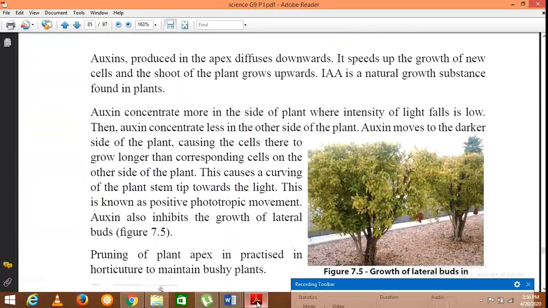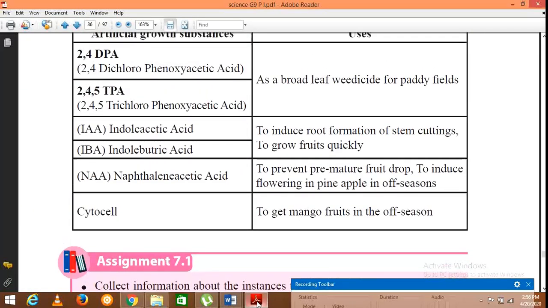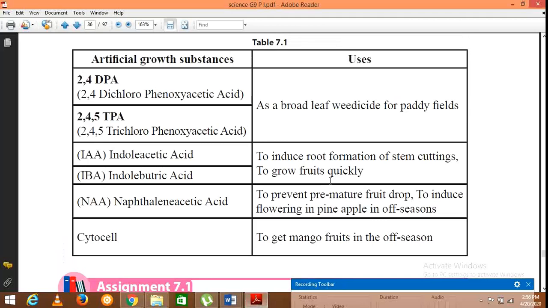So you can find the table which appears in your textbook like this: 2,4-D and 2,4,5-T. The uses are broadleaf weedicide for paddy fields. That means in paddy fields there are weeds which have broad leaves. So in order to destroy these broadleaf weeds, these two artificial growth substances are used. Then IAA, indole acetic acid, and IBA, indole butyric acid, are used to induce root formation of stem cuttings.